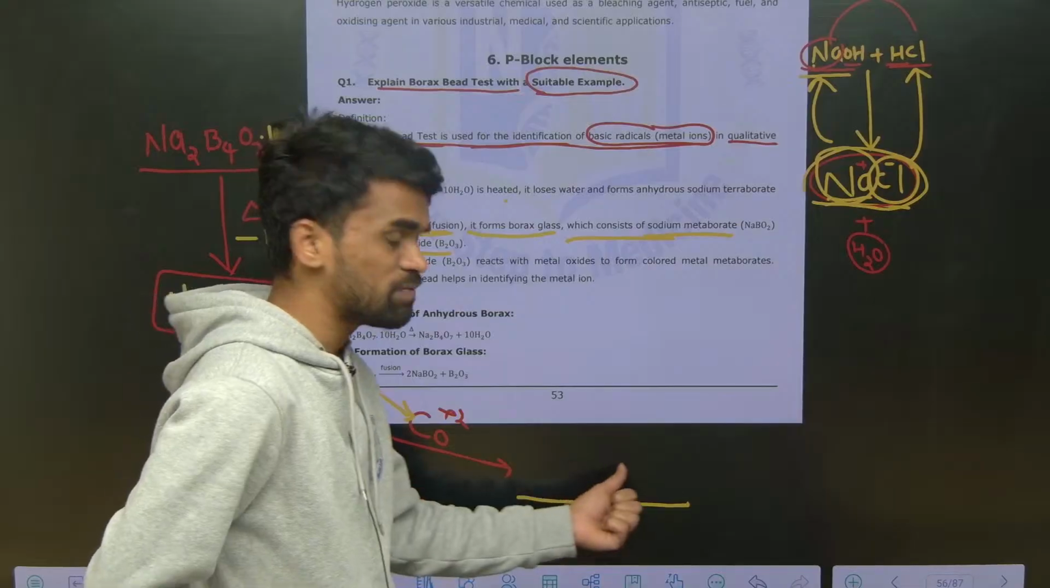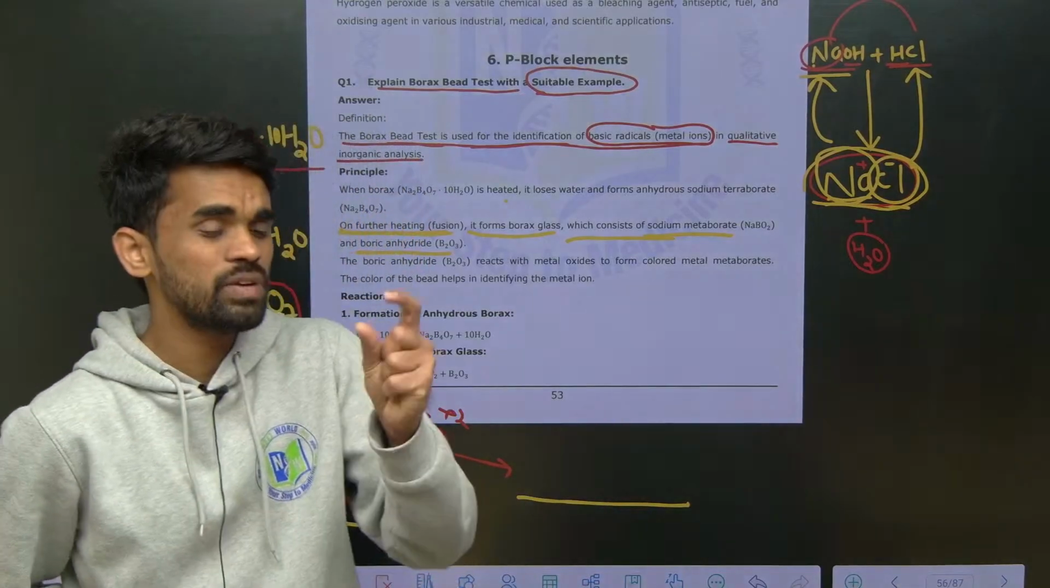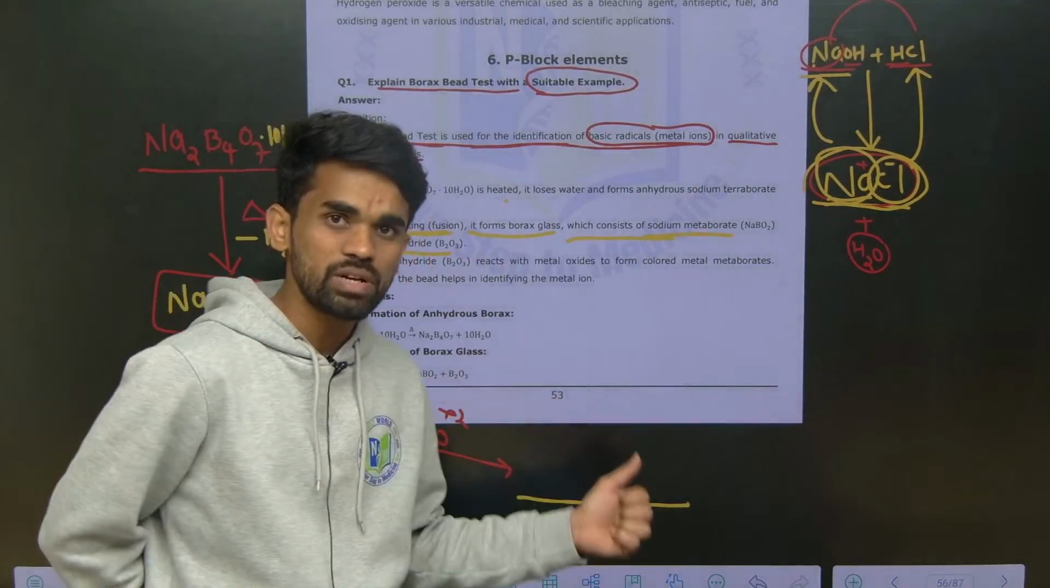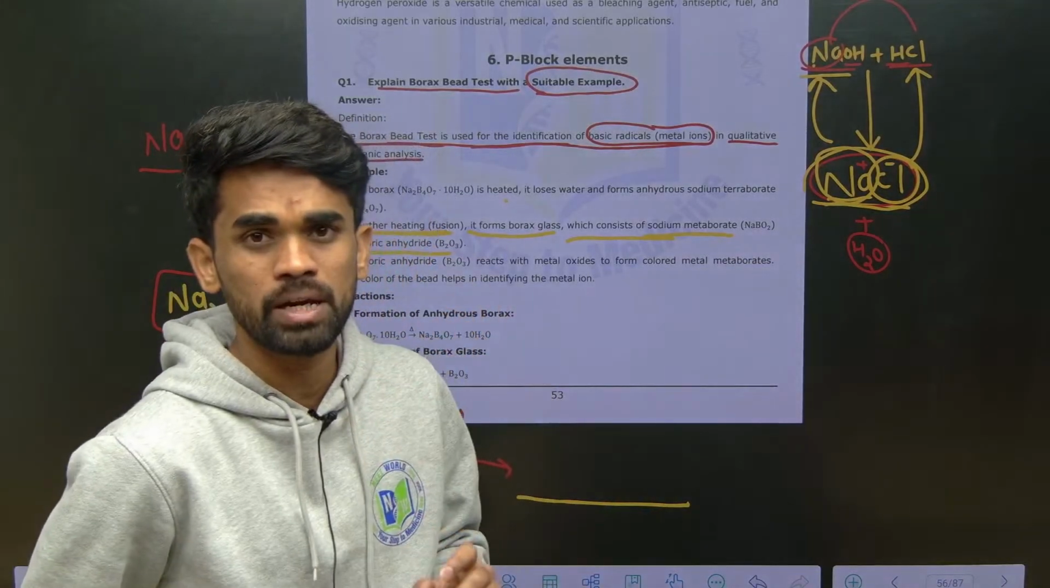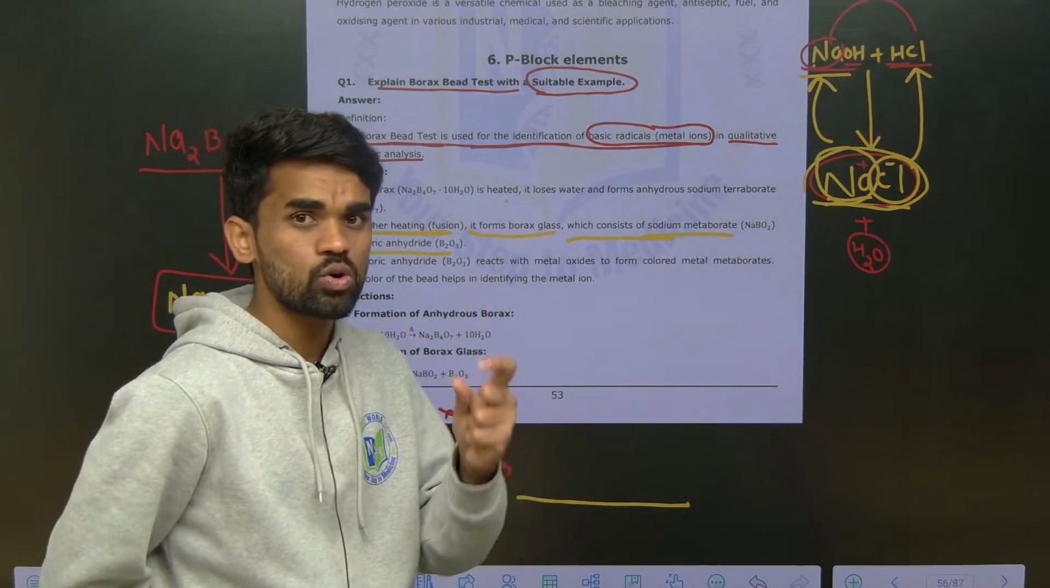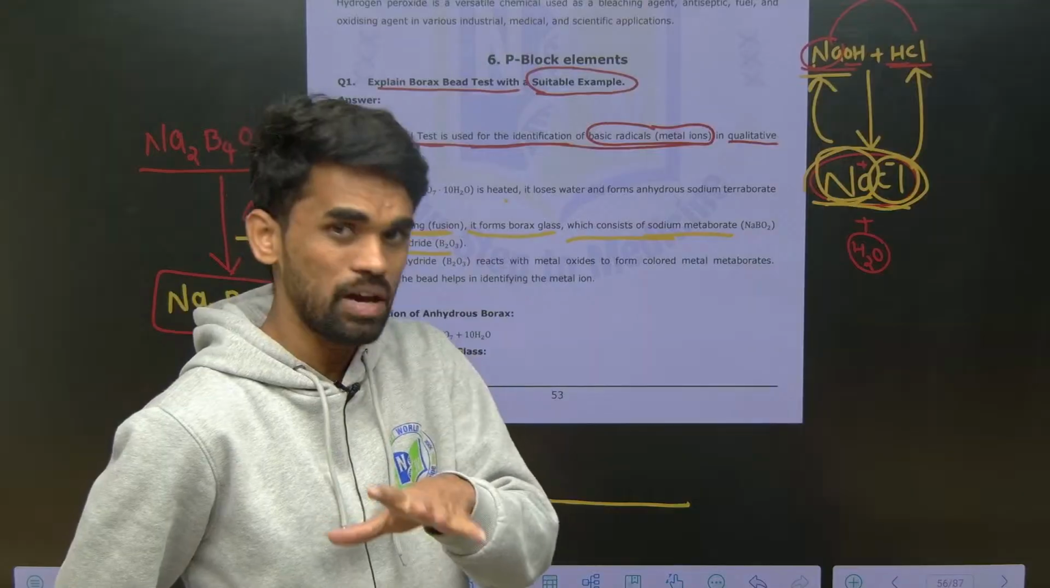Depending upon the color of the product, we can estimate which metal it is, whether it is cobalt. If it is cobalt, it will give a blue color bead. If it is iron, you will get a brown color bead. If it is chromium, you are going to get a green color bead. I will tell you again.